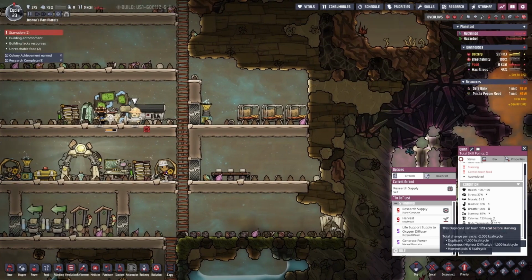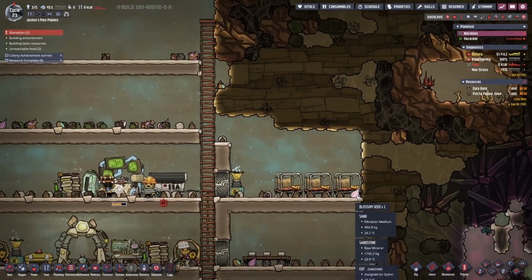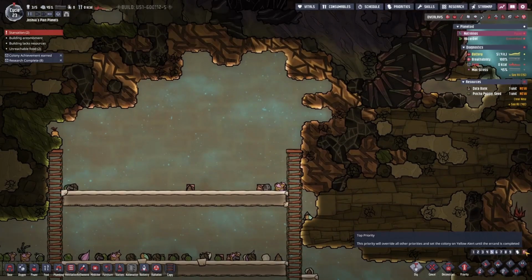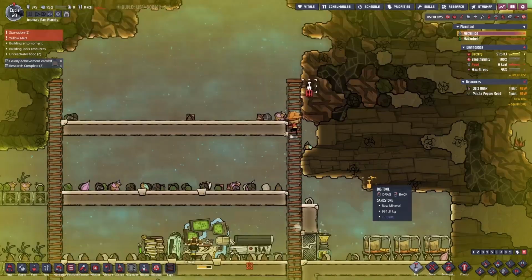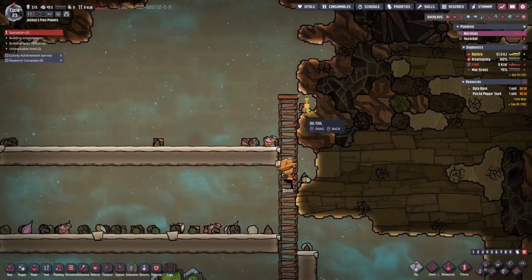Oxygen Not Included blends every single one of these factors beautifully, and more factors which I haven't discussed, to make a game with incredible game design, and in my opinion this is one of the best out there.